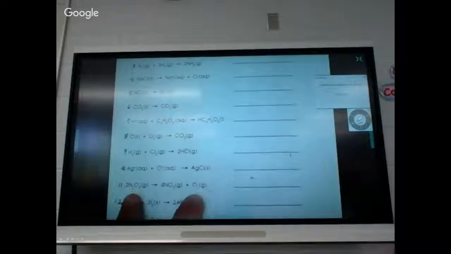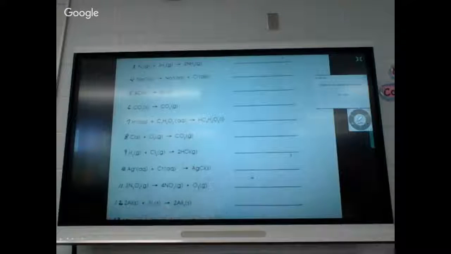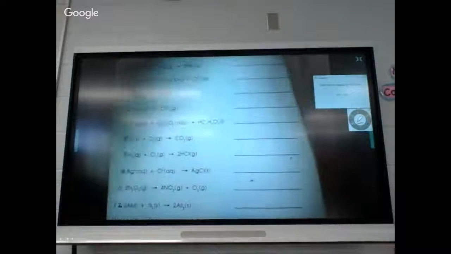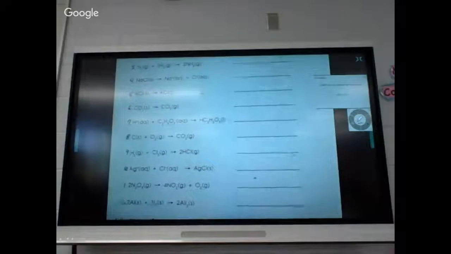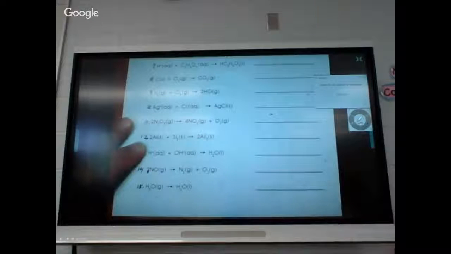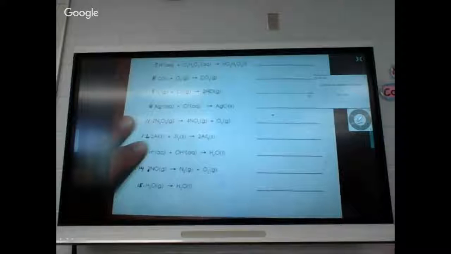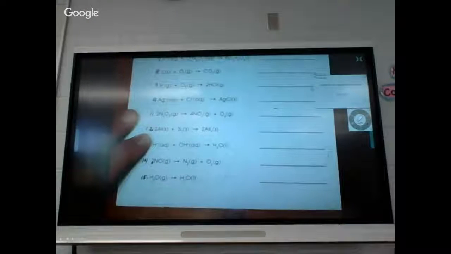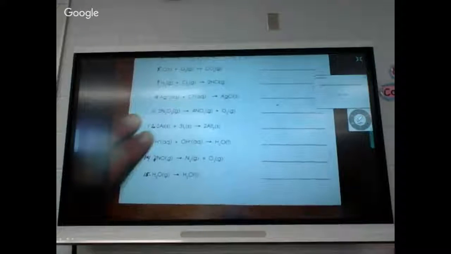Number 11, you have all gases. You go 2 to 5, so it's an increase. Number 12, we have how many to how many? 5 to 2 would be a decrease.